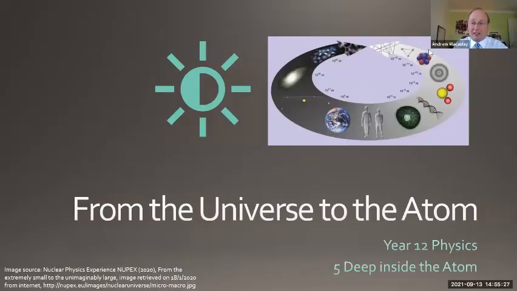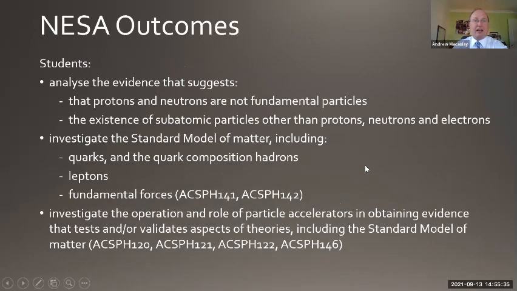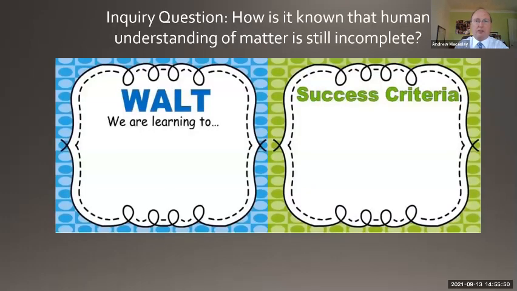From the universe to the atom, this is our last inquiry question, and it has to do with looking deep inside the atom. And here are the outcomes that we need to achieve. You'll notice in this, there aren't any formulas. And yet the concepts are quite deep, particularly when we come across the standard model of matter. So the inquiry question is, how is it known that human understanding of matter is still incomplete?